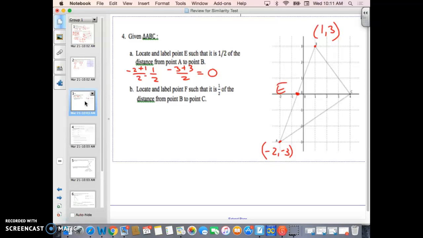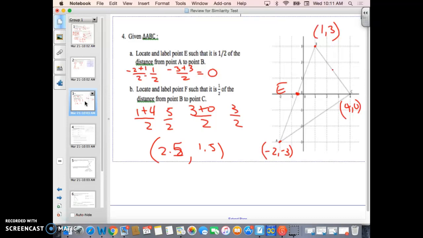And that says to do the same thing from points B to C. So here's at 4, 0. It's going to be somewhere around here, I'm thinking. Let's test it out. So this would be 1 plus 4 divided by 2, and 3 plus 0 divided by 2. Well, this is 5/2, which is 2.5, excuse me. And this is 3/2, which is 1.5. And sure enough, that's where we ended up. And I'm going to call this point F. I can connect these, and I've got 2 overlapping triangles.